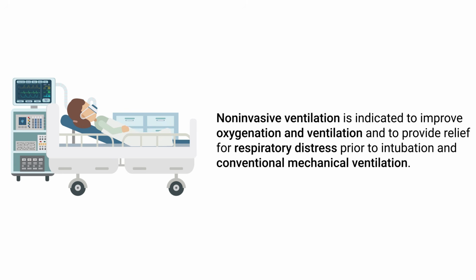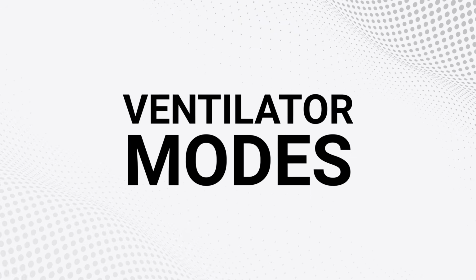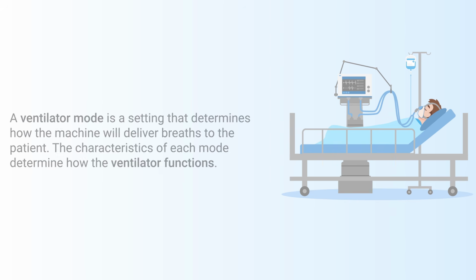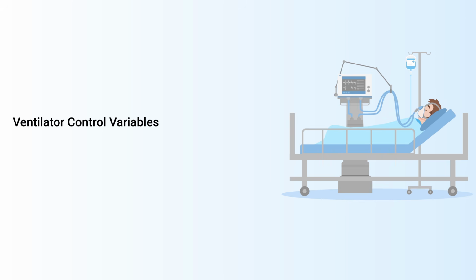Moving right along, now let's talk about the ventilator modes. A ventilator mode is a setting that determines how the machine will deliver breaths to the patient. The characteristics of each mode determine how the ventilator functions. In general, there are two primary control variables in mechanical ventilation: volume control and pressure control.